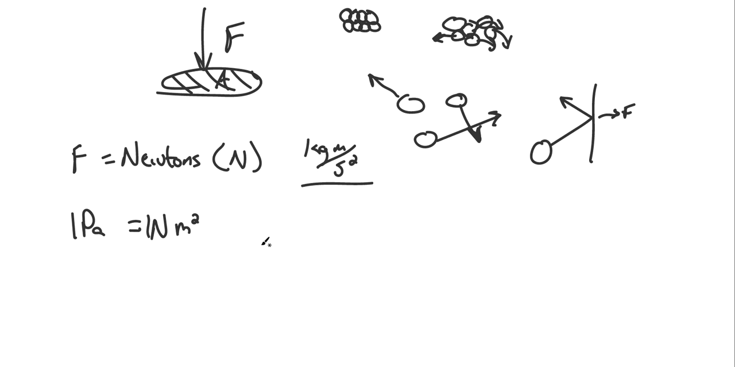Another way we denote it is atmospheres, written as atm. Our atmospheric pressure changes, but the variation is relatively small compared to the overall pressure. 1 atmosphere is considered 101.3 kilopascals. Remember, kilo means 1,000, so basically 101,300 pascals is 1 atmosphere. That's a way that scientists measure atmosphere.